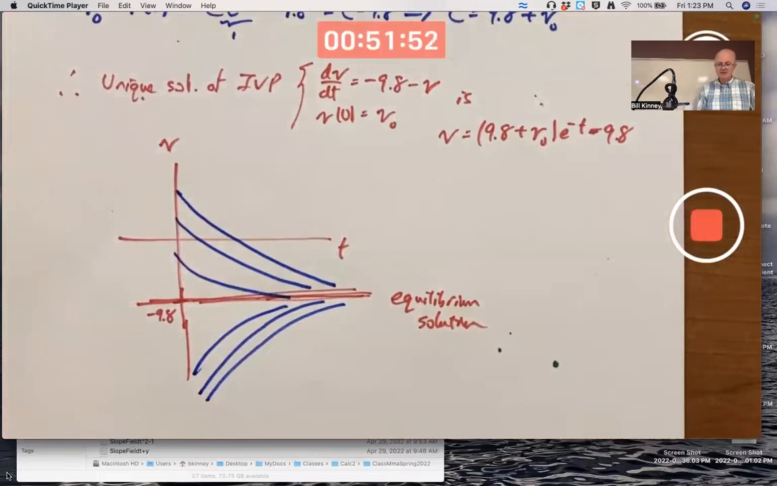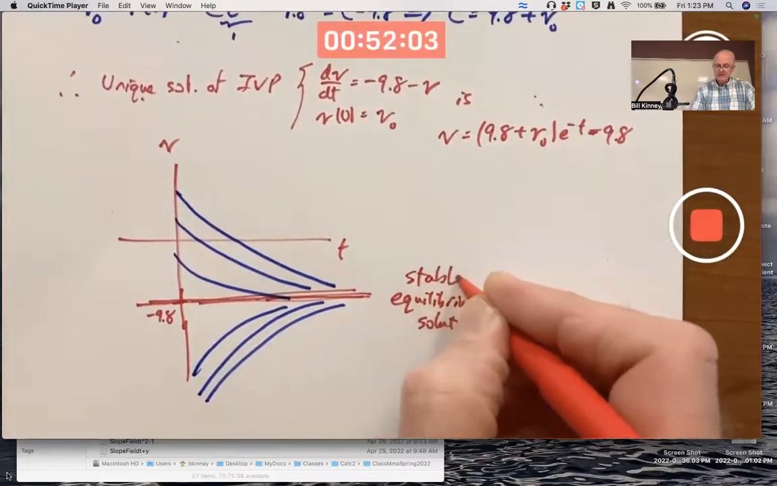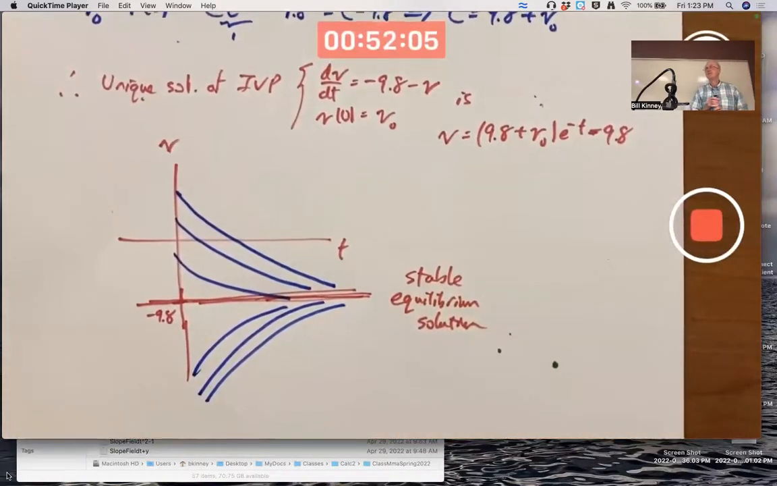Because these solutions approach the equilibrium solution as t gets larger, we give a special name to the equilibrium. We call it a stable equilibrium solution, because the nearby solutions approach it as t goes to infinity.